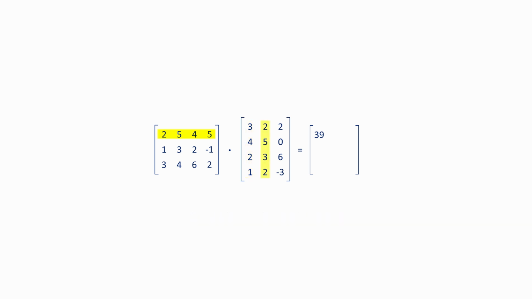Next, multiply the values in the first row by corresponding values in the second column and sum up the products. Then multiply values in the first row by corresponding values in the third column and sum up the products. Next, we want the sum of the products of corresponding values from the second row of the first matrix and the first column of the second matrix.